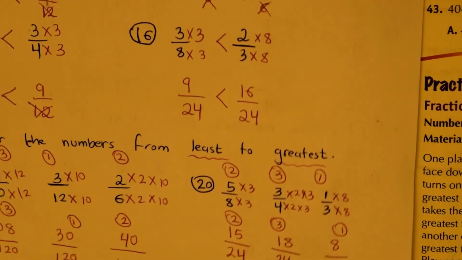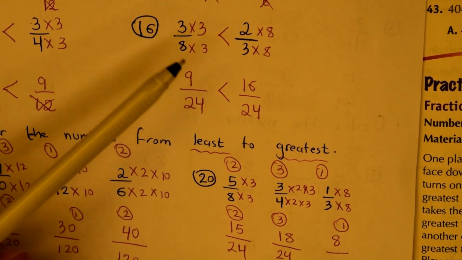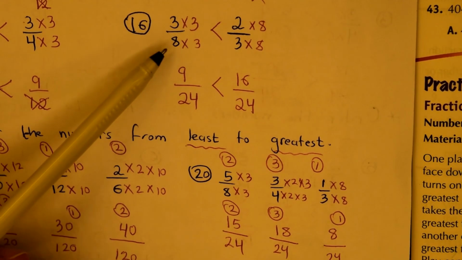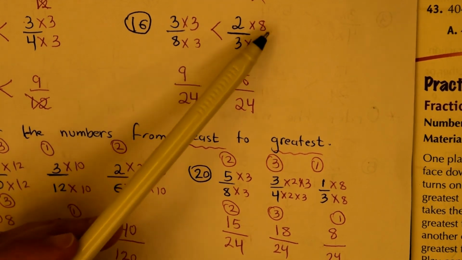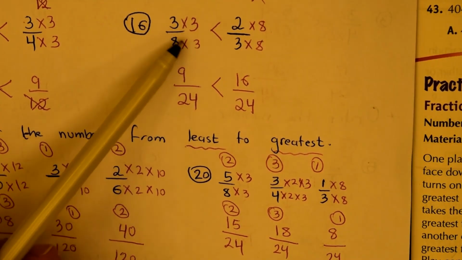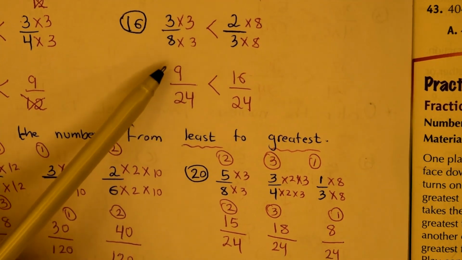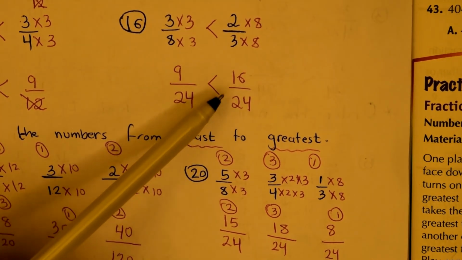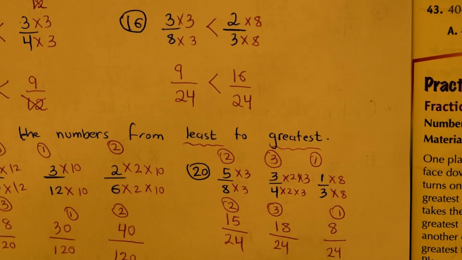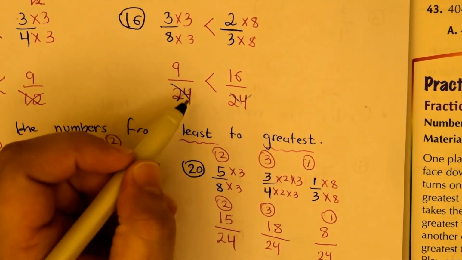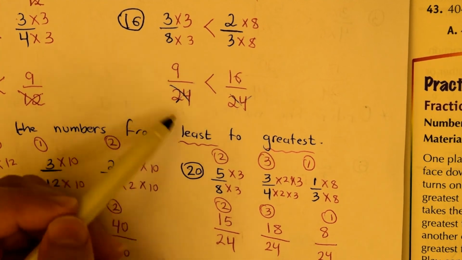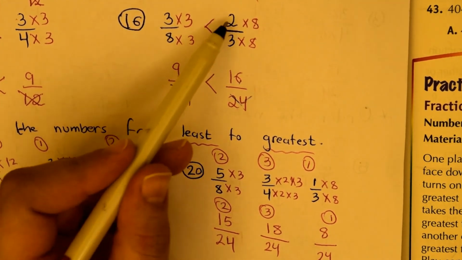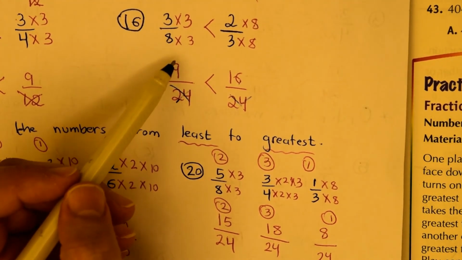And here the last one for number 16. Here I can't make the 3, 8. And I can't make the 8, 3. So in this case, I will multiply here up and down by 8 and here up and down by 3. I will have 9 over 24, 16 over 24. I will cross the common denominators and I will have 16 is greater than 9. Then this fraction is greater than this fraction. Then 2 over 3 is greater than 3 over 8.